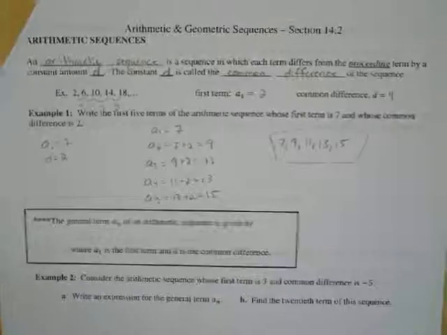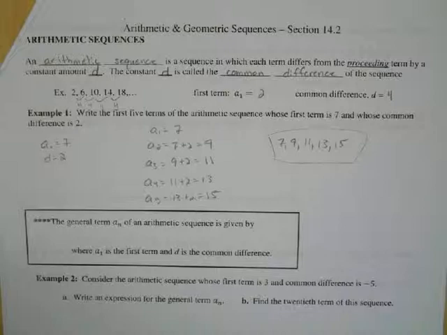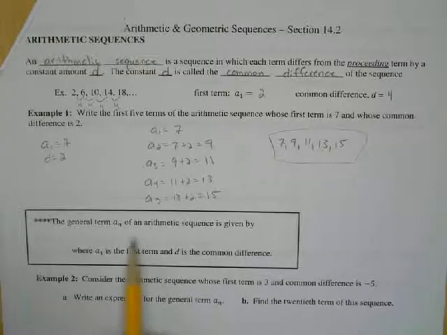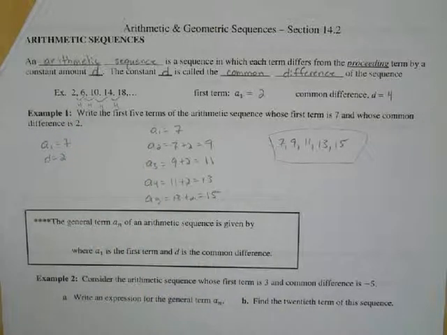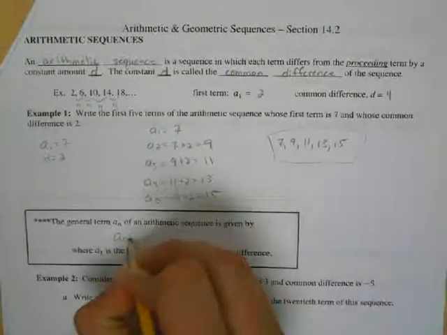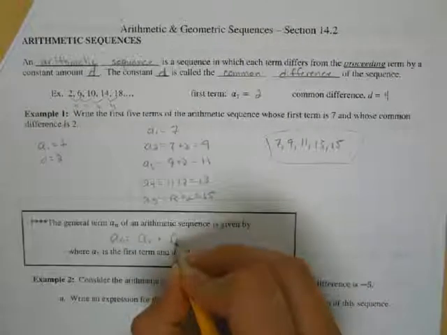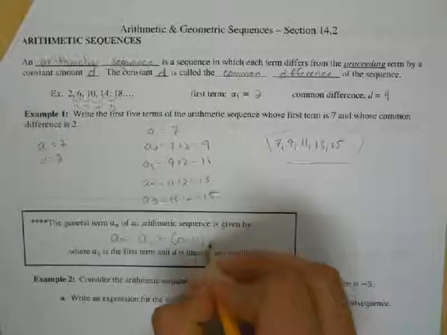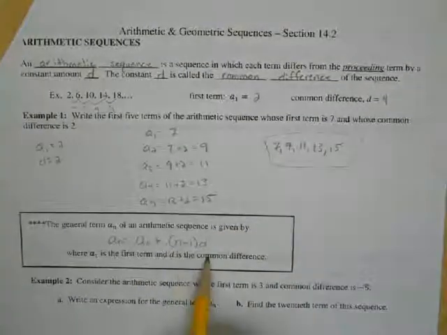Okay, so I told you this is going to help you. Well, it is, because there's going to be an equation that you can memorize. The general term a sub n of an arithmetic sequence, arithmetic meaning that it has an increase by adding or subtracting, is given by a sub n equals a sub 1 plus n minus 1 times d, where a sub 1 is the first term and d is the common difference.